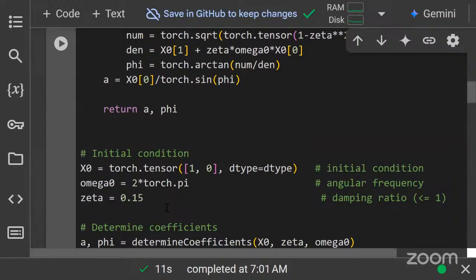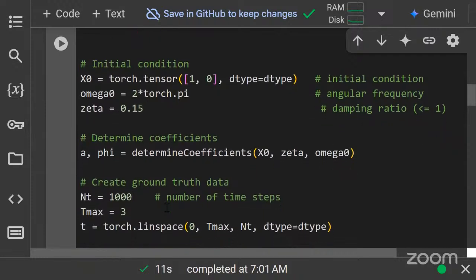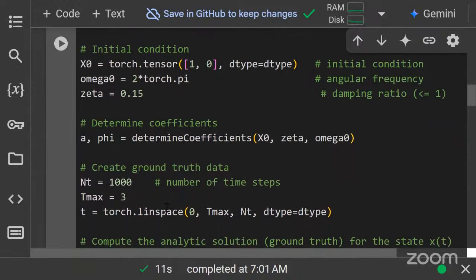Again, if none of this makes sense, don't worry. That's just there to set up the ground truth and all that. So here, we consider the initial condition where the initial position of x, the initial displacement of the mass, is 1, and then the initial velocity is 0, okay? You can feel free to change this later to something else, okay?